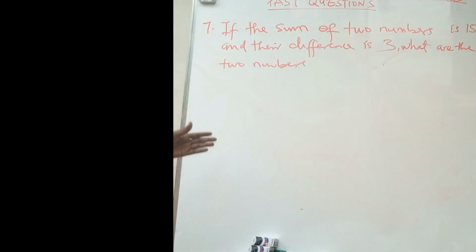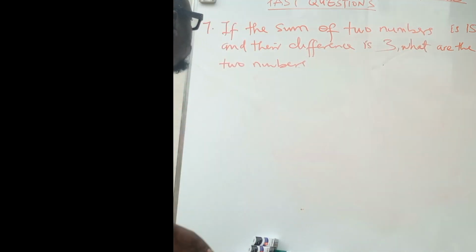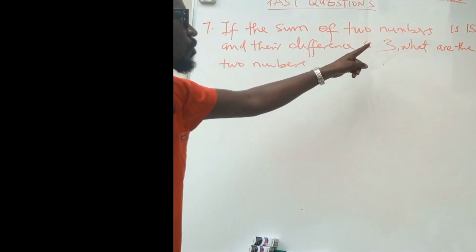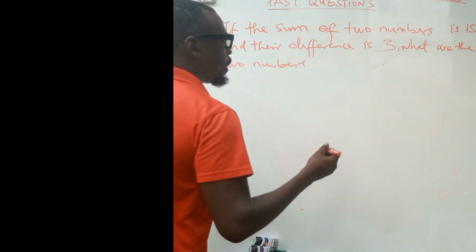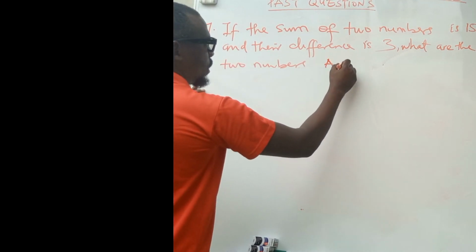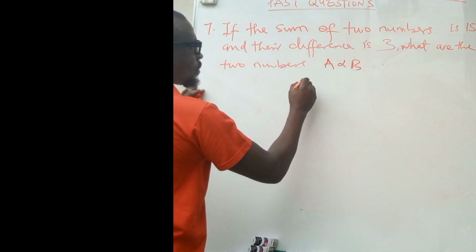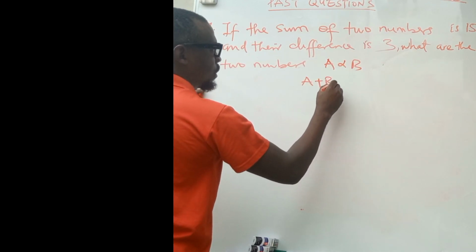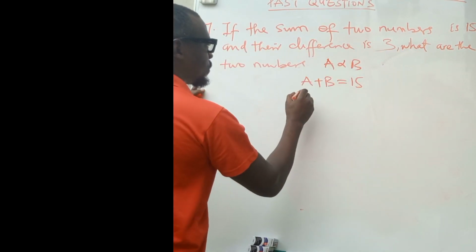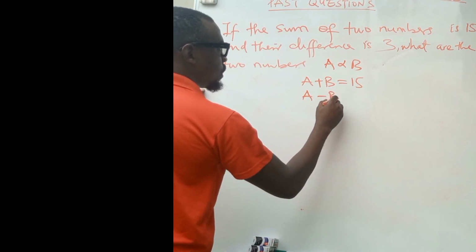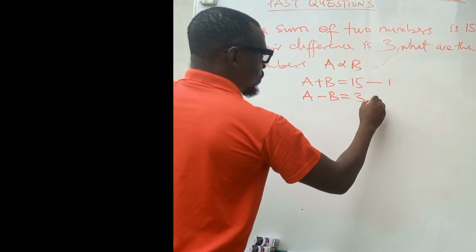Yes, we have another question that says if the sum of two numbers is 15 and their difference is 3, what are the two numbers? Let's represent the two numbers to be A and B. The first statement says A plus B is 15, while this last part says A minus B is 3. This is equation 1, this is equation 2.